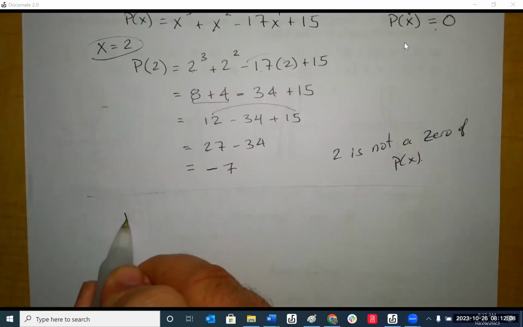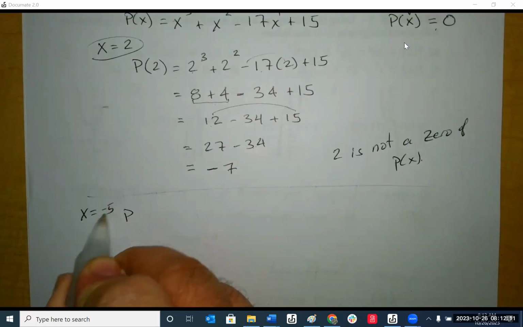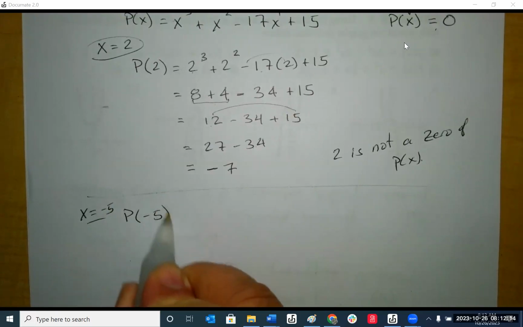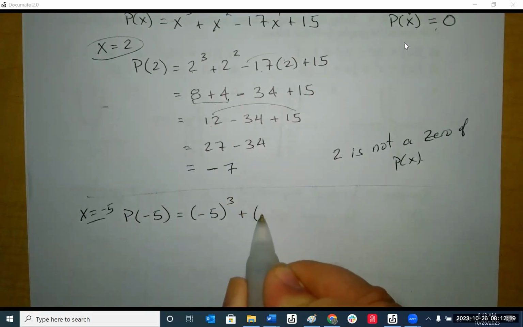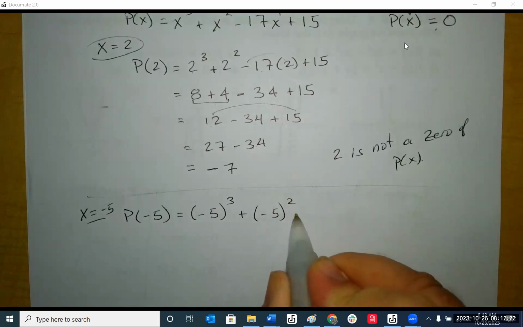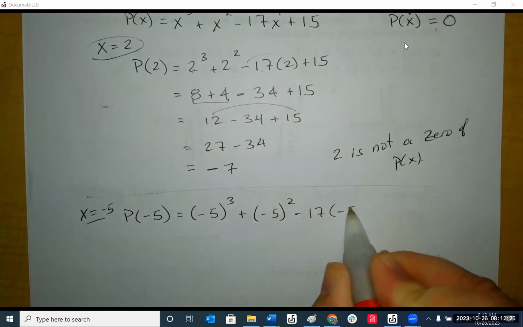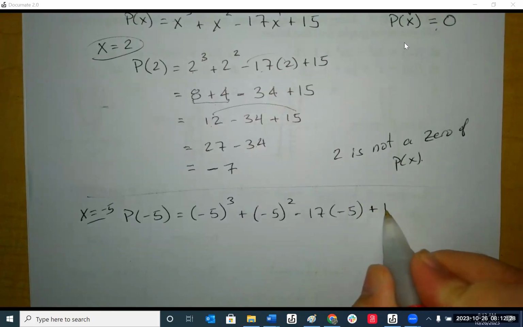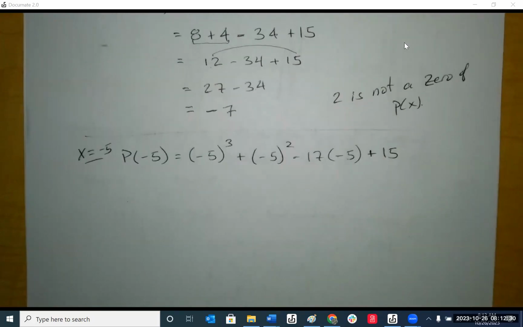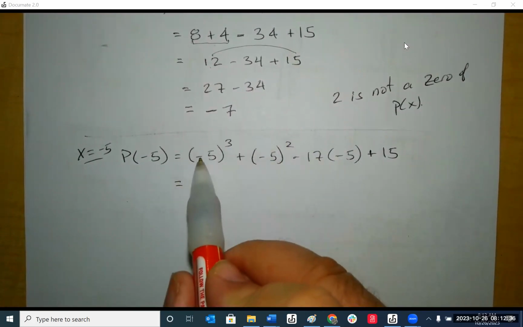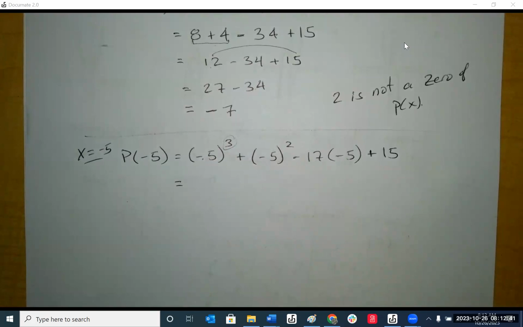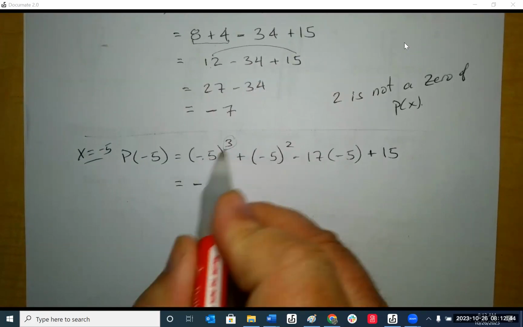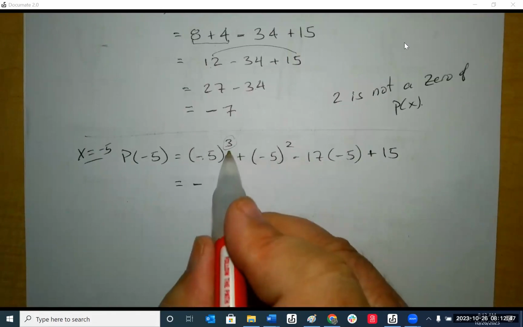And then we check the next one, when x is negative 5. Negative 5 cubed, negative 5 squared, minus 17 times negative 5, plus 15. If you have a negative inside an exponent that's odd, it'll always stay negative. So the answer is going to be negative because that negative is inside the parentheses and the power is odd.